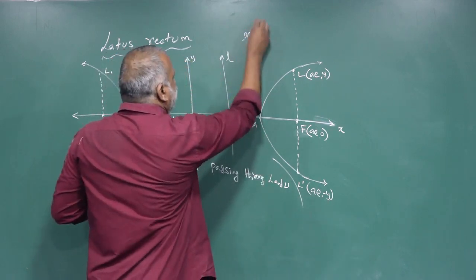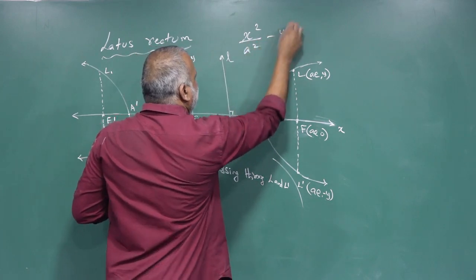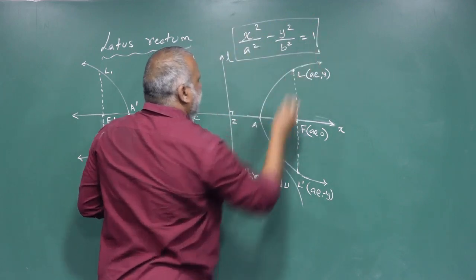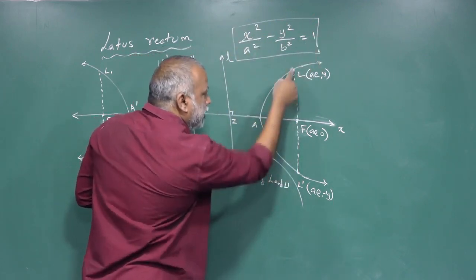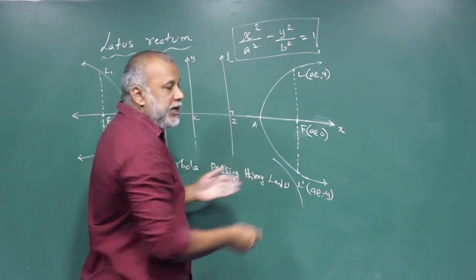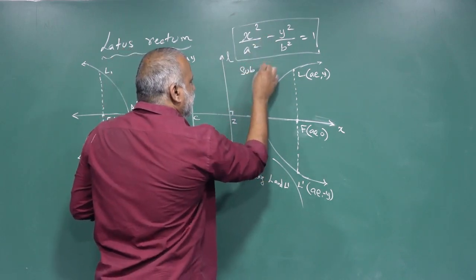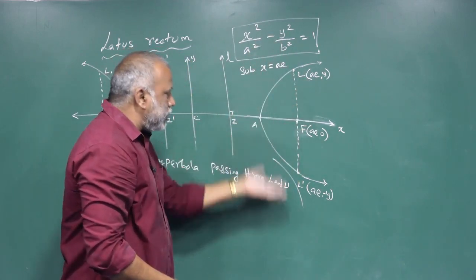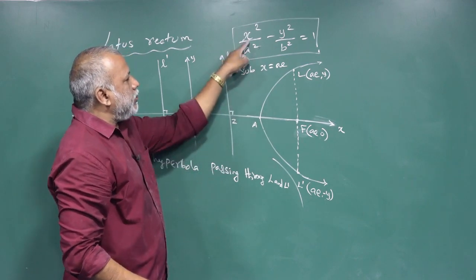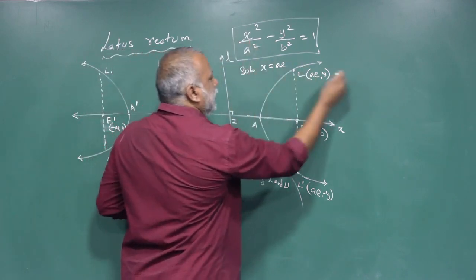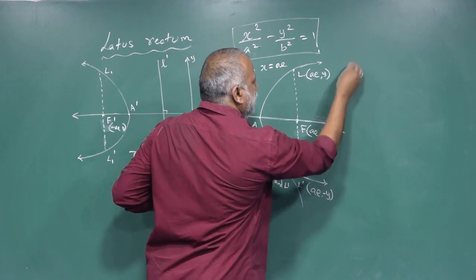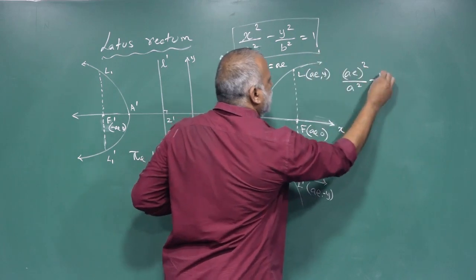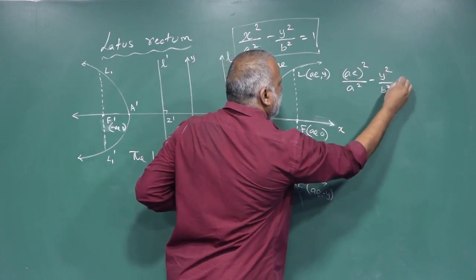Now what is the equation of the hyperbola? X squared by a squared minus y squared by b squared equals 1. This is the equation of the hyperbola. So this equation passes through the point. Therefore we can substitute x equals AE. That is a known value, y is unknown, so we are going to derive the value of y. So substitute x equals AE: (AE) the whole squared divided by a squared, minus y squared by b squared equals 1.